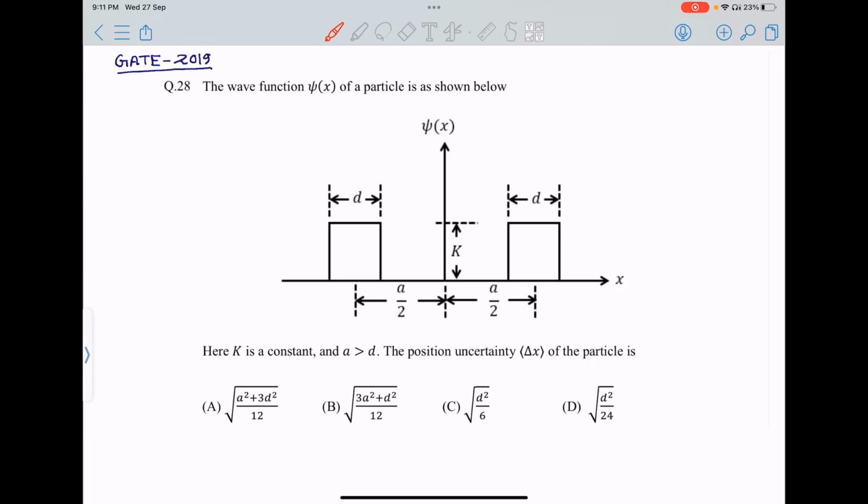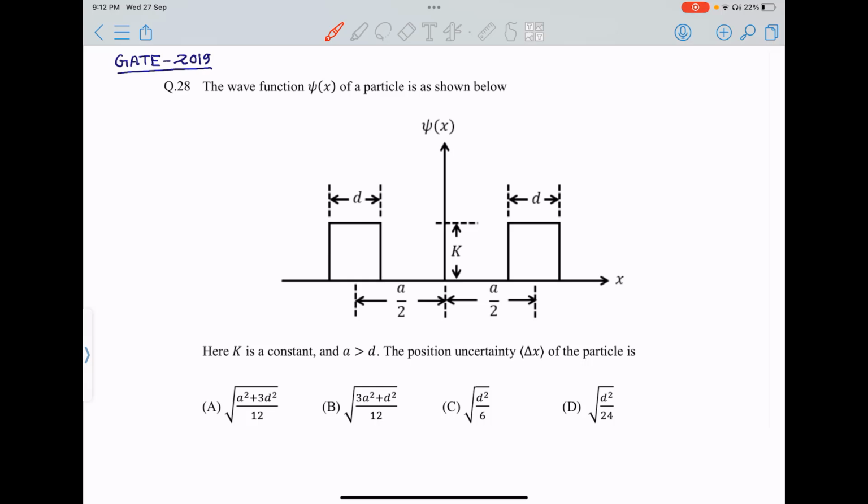Hello everyone. So this problem is from the GATE examination of the year 2019, and this is a problem from quantum mechanics, mainly from the perturbation problems. Okay, so let me state the problem first.